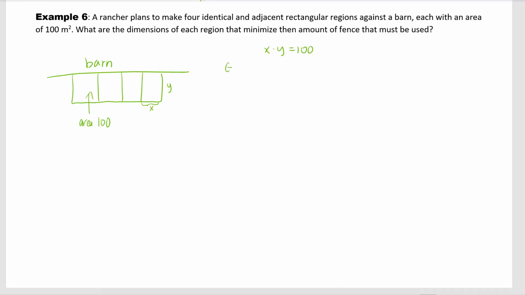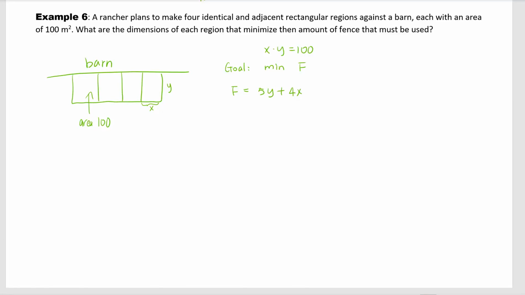What is our goal? It is to minimize the amount of fence. Let's say the amount of fence is f. So what is f? How many y are there? 1, 2, 3, 4, 5. We have 5y. How many x are there? 1, 2, 3, 4. So 4x. That is my f.